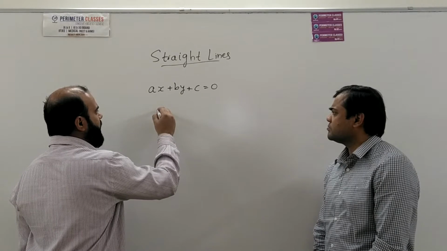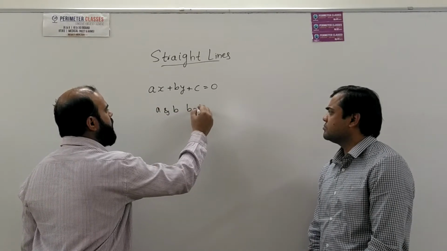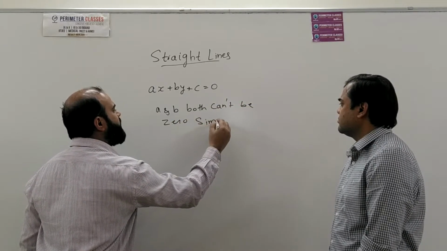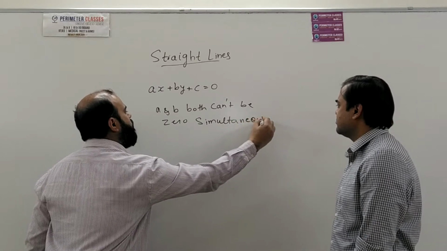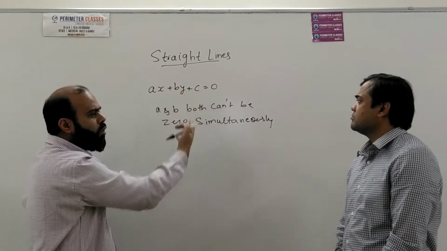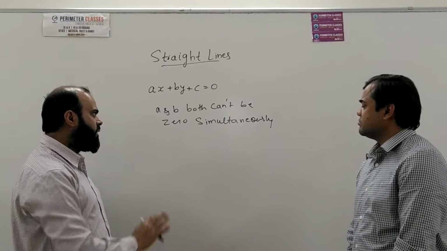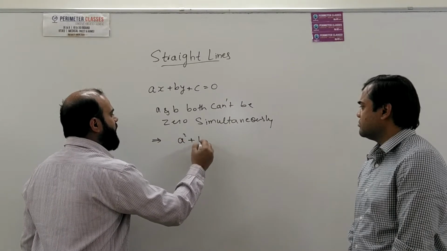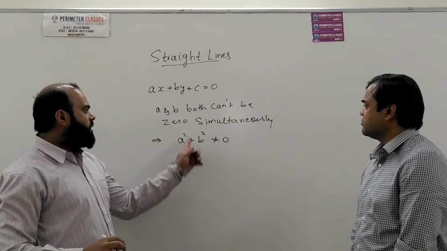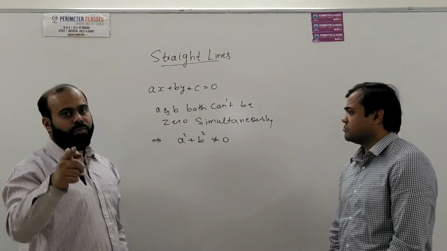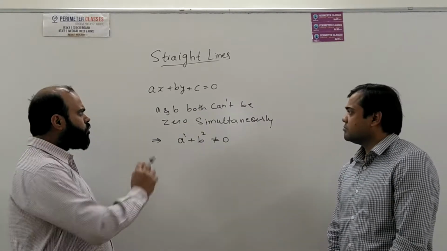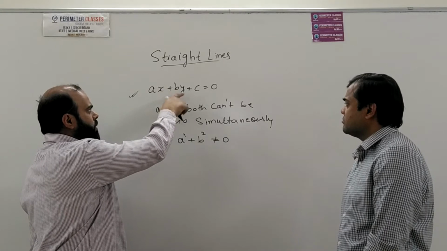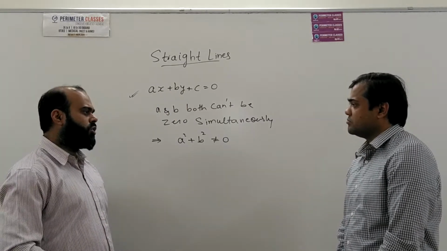And it is also given that a and b both can't be 0 simultaneously, that is at the same time, because then this would become 0, and c will automatically become 0. This is no more an equation, it will be an identity. This can also be mathematically written as a square plus b square is not equal to 0, because this can be equal to 0 if a and b both become 0 simultaneously. So this is called the equation of a straight line. a is the coefficient of x, b is the coefficient of y, and c is a constant.